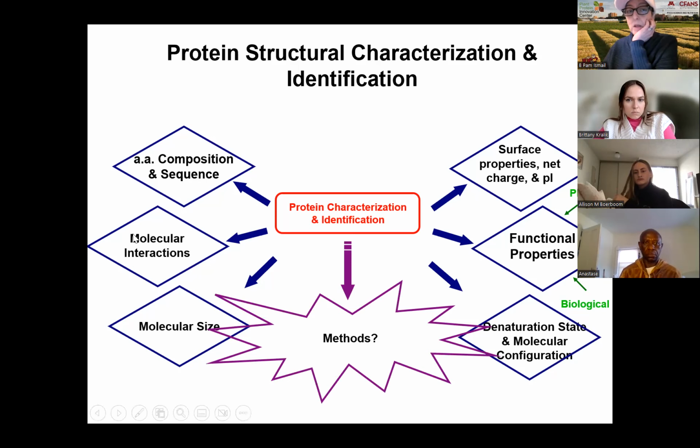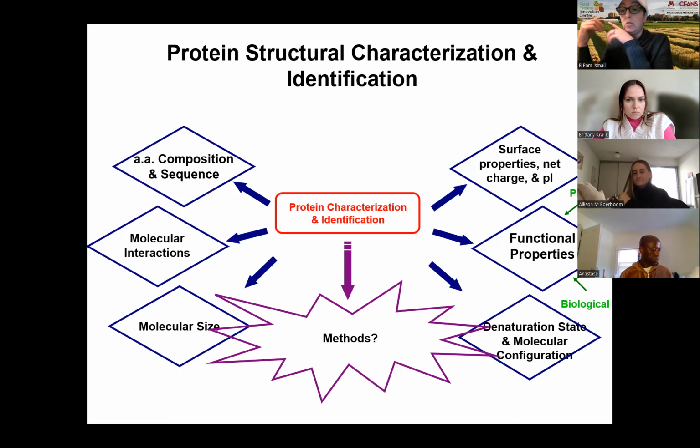For example, amino acid sequence can be done using mass spec, MALDI, what we call ladder sequencing, and then also N-terminal sequencing is another form of determining amino acid sequence. Molecular size, we're going to talk about gel electrophoresis and size exclusion, two different forms that will give us molecular size distribution, or what we call protein profiling in other cases.